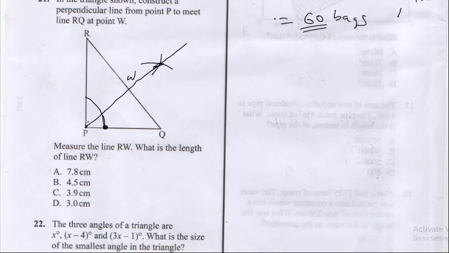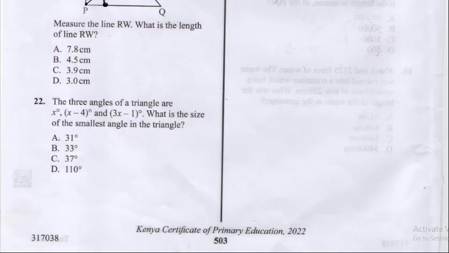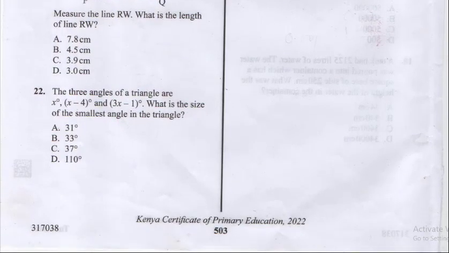You get your correct and final answer. Okay, so question 22 says, 3 angles of a triangle are x, x minus 4 and 3x minus 1. What is the size of the smallest angle in the triangle?